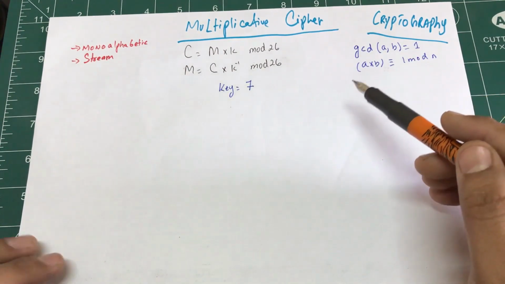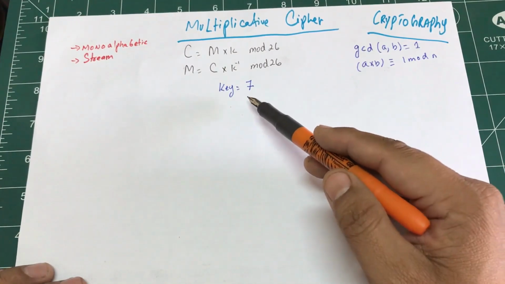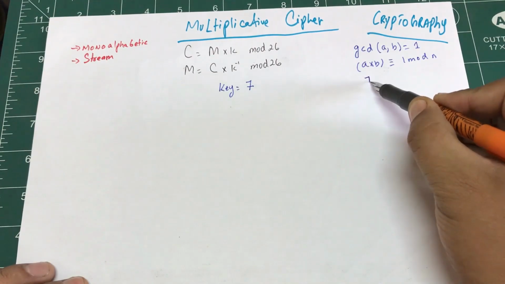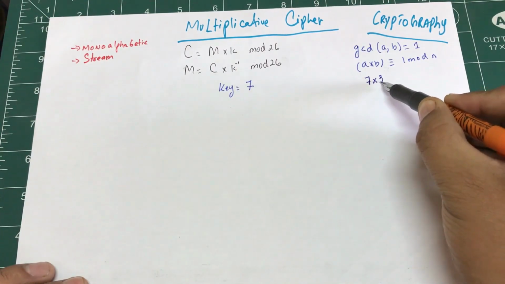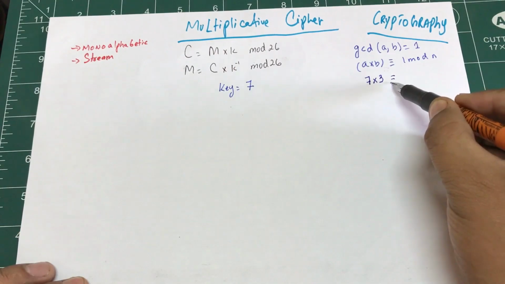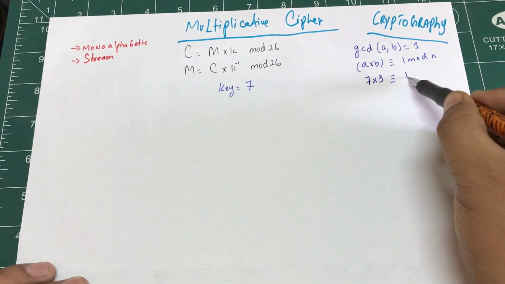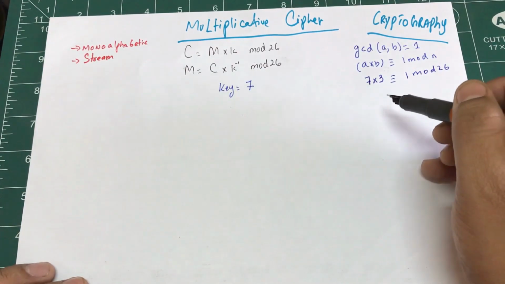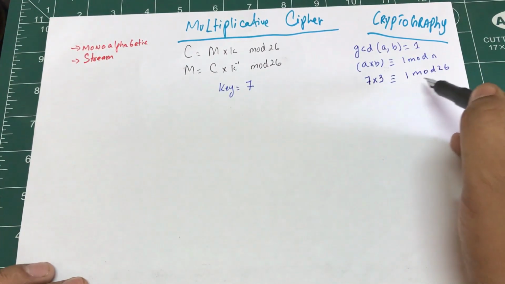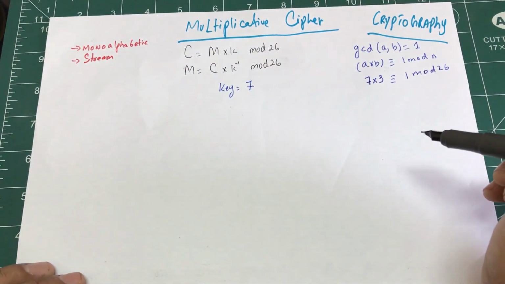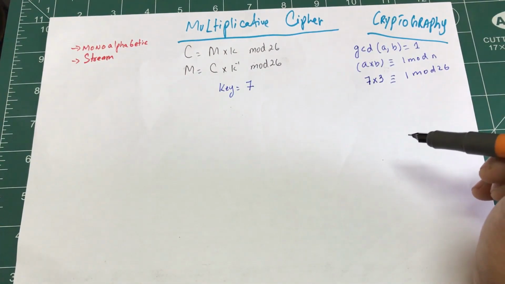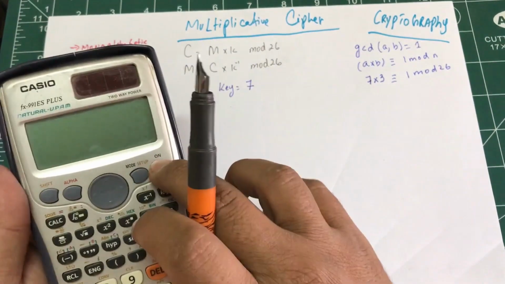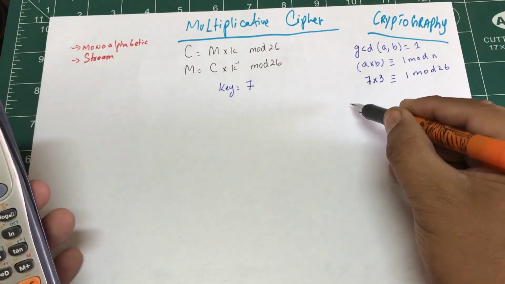All right, because I already know the key, I'm going to do a brute force attack. My key is 7. I'm going to multiply it by 21 just for the heck of it, and check whether I get 1 mod 26. 7 times 3 is 21, and 21 mod 26 gives me the same thing back. So I just keep trying different values.